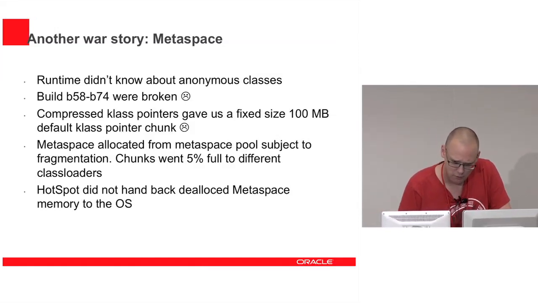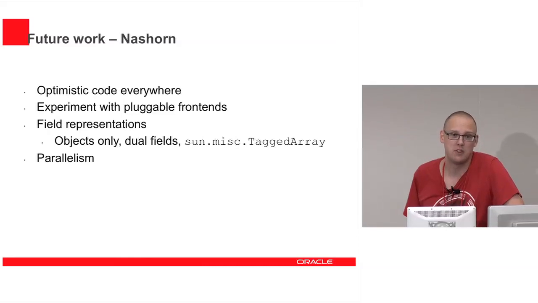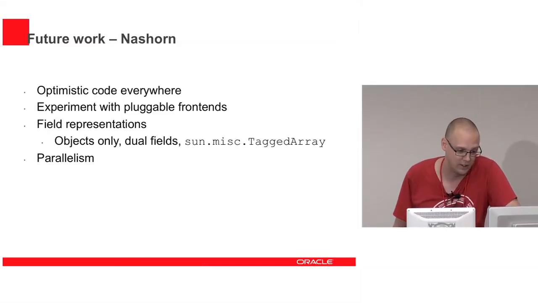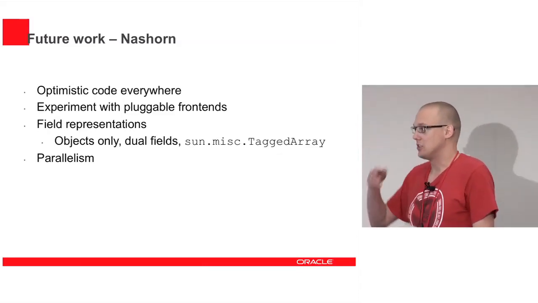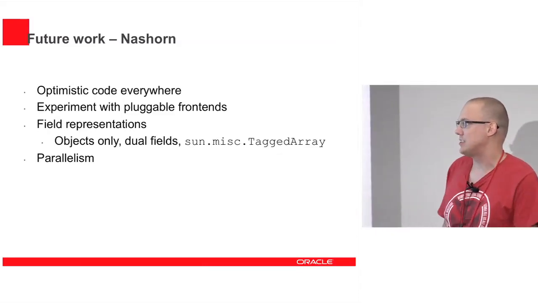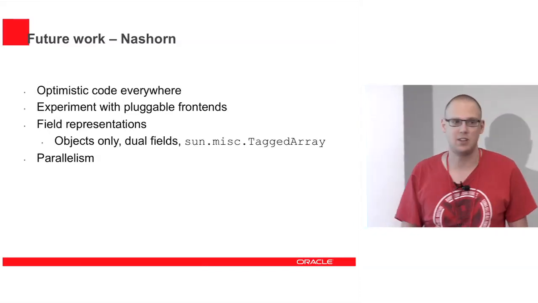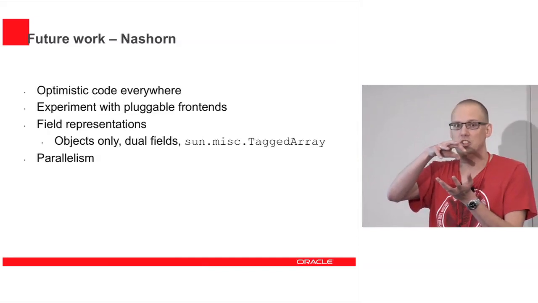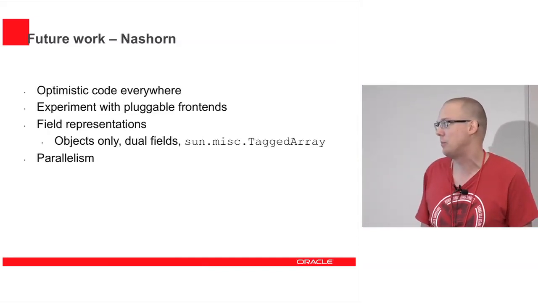And for our side from Nashorn, we have to use optimistic code everywhere. Experiment a little bit with pluggable frontends like TypeScript and stuff. What can we do if we give it types? Because it's significantly better, the quality of the code. I didn't have time to talk about field representations, but everything in the scope has to be a field in a Java class. And they're objects only, have primitives, and like double the storage just so you get rid of the boxing if you have a field that's provably primitive or optimistically primitive.